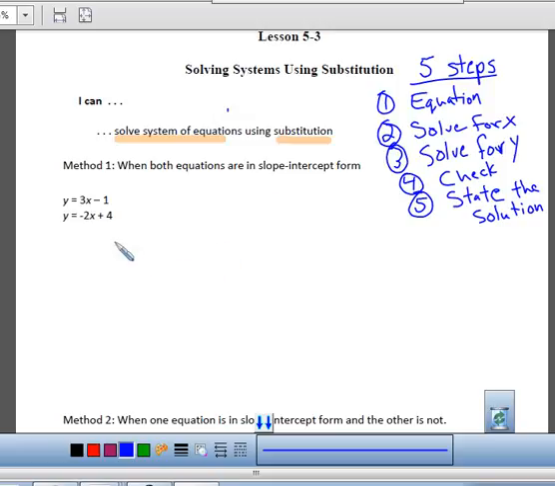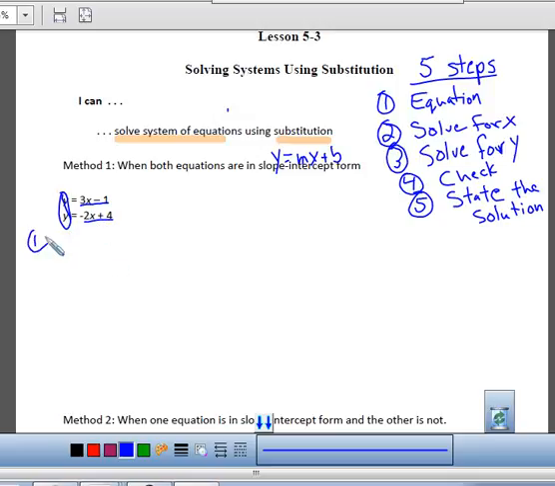Okay? Alright, so method 1, or actually situation 1. When both equations are in slope-intercept form, remember that's y equals mx plus b, this is a very convenient form for us when we're solving, because they're both equal to the same thing, which means this and this are the same. If they both equal y, then they're both the same.